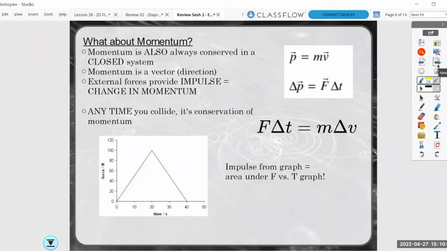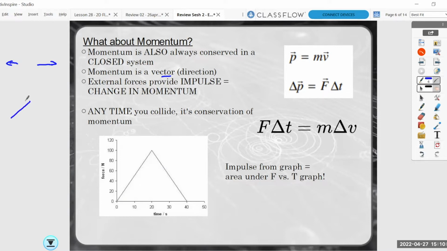Momentum is also always conserved in a closed system. There's a reason that we put these two units together, because they're both conservation laws. Now, it is a vector, right? So in one dimension, you can have positive momentum and negative momentum, like momentum to the left or to the right. In 2D, your total momentum is a vector that points off in some direction and is conserved in two dimensions as well.